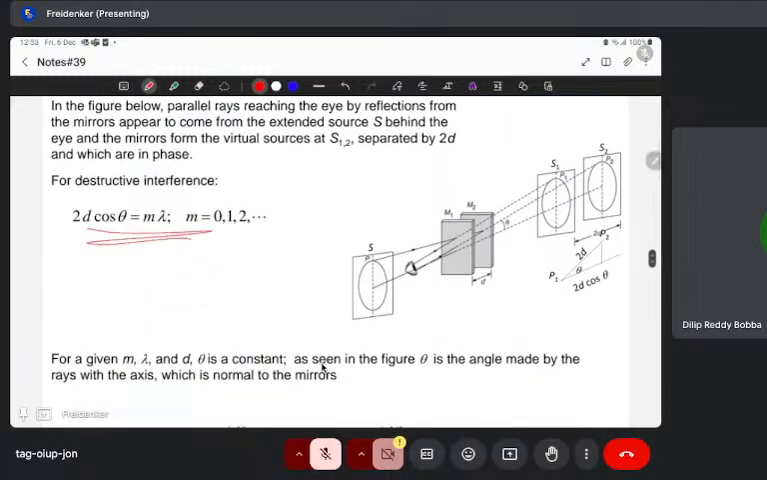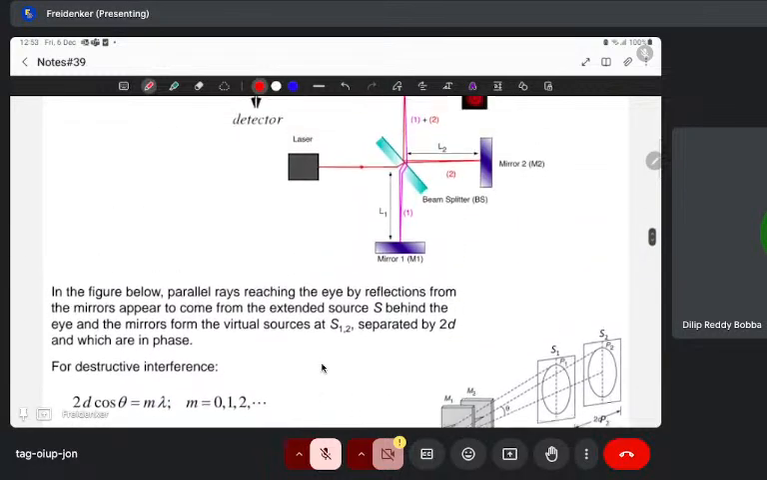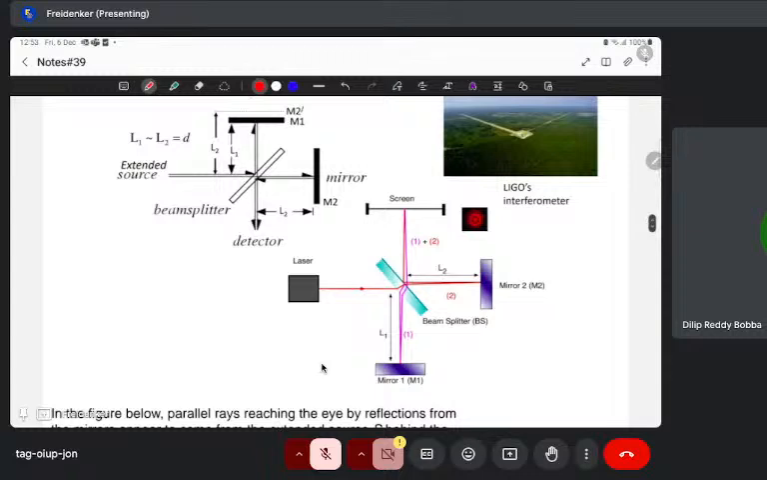Here also you're using this. It means is there any pi change anywhere? Because for destructive interference you'll get this only when there is a pi change somewhere. Maybe somewhere some pi change is happening. That's why you got this.